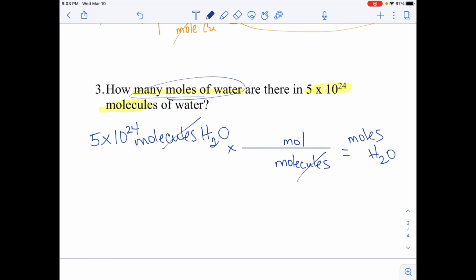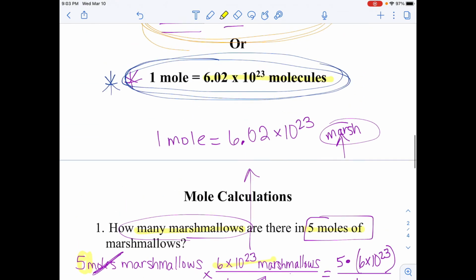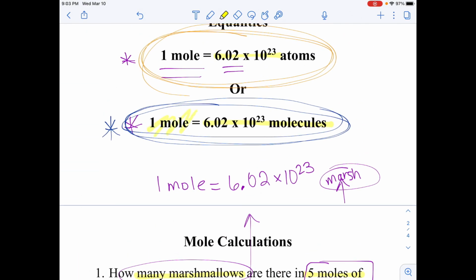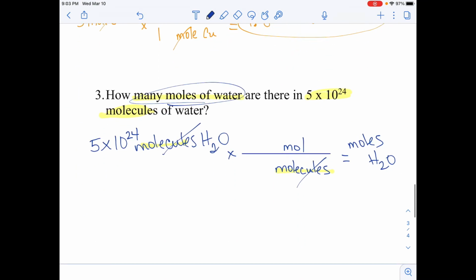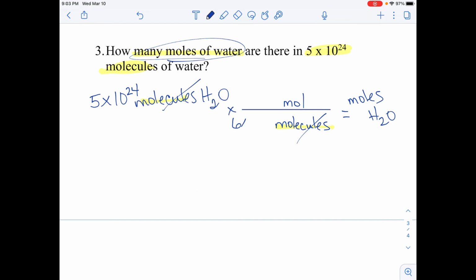Okay, keep 2 things in mind. You want the units to cancel. And the second thing is to keep these equalities in mind. Okay, 1 mole is equal to 6 times 10 to the 23rd molecules. So in front of molecules, 6 times 10 to the 23rd molecules equals 1 mole. Remember, these are equalities that you're using as like a conversion step.